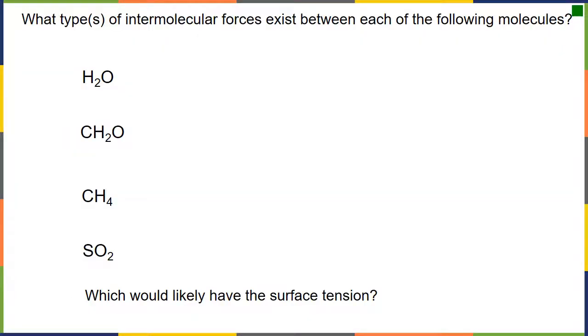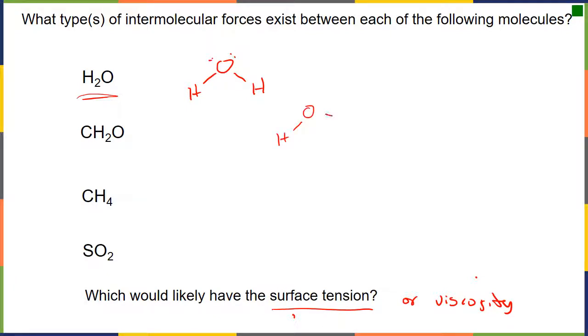So let's look at some molecules and see if we can predict their surface tension, or their viscosity, or their resistance to flow. So let's think about this. If we have water, in order to do this, we have to make sure that we can see our molecules, because intermolecular forces are between two molecules. So if we have two water molecules, this intermolecular force right here, this is our IMF, is going to be a hydrogen bond, and this is going to be strong as far as intermolecular forces go.